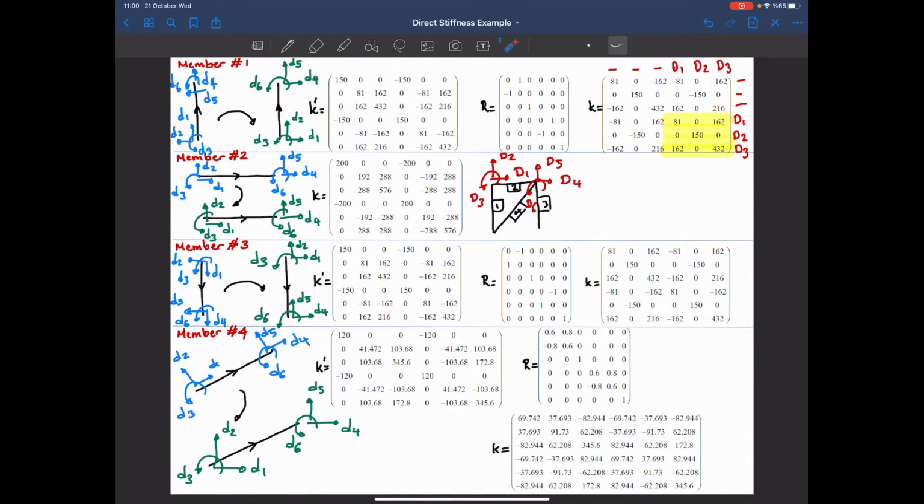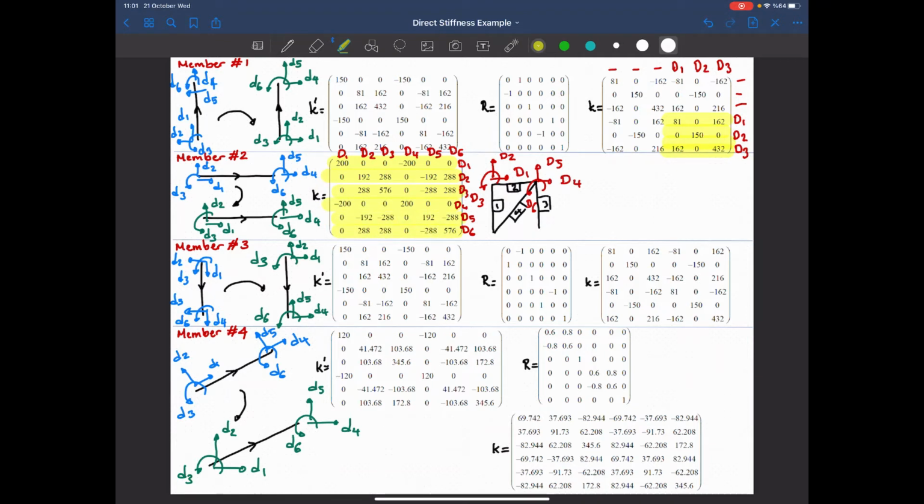Okay. So the second member, let's do the same thing. D1 corresponds to global D1. So that's D1, D2, D3, and I have the same D2, 1, 2, 3, 4, 5, and 6. And from the second member, I will have the contribution to this 6 by 6 matrix. It will directly go into the structural stiffness matrix, right?